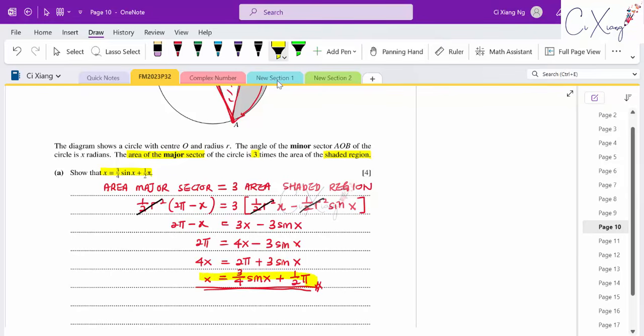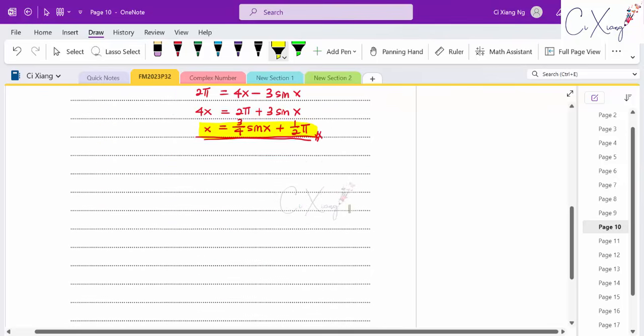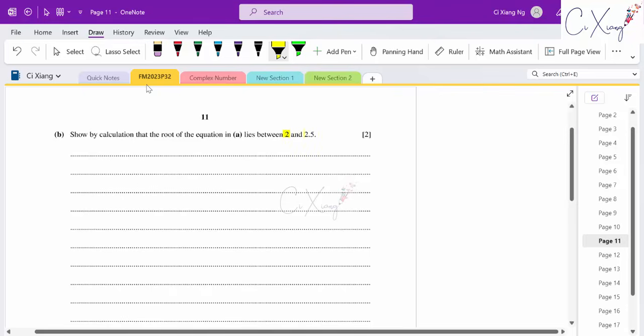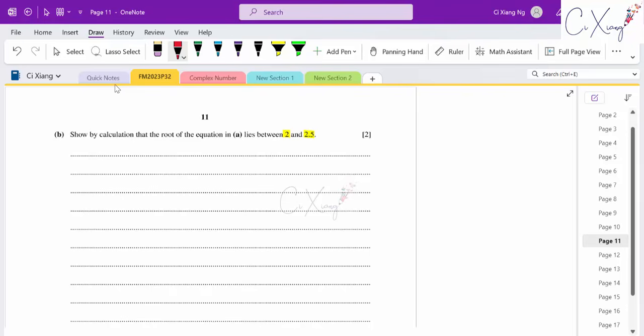But of course, when we want to start, we have to use the information given in the question to start with. Then let us proceed to part 2. For part B, they want us to show by calculation that the root of the equation in A lies between 2 and 2.5. For this question, there are many ways for us to prove it. For me, I'm going to use the sign change method. For the sign change method, our original equation is this one.